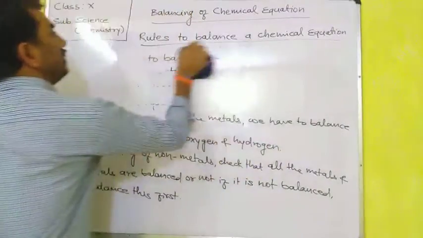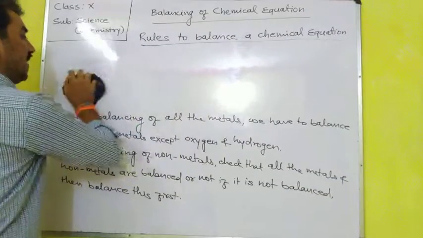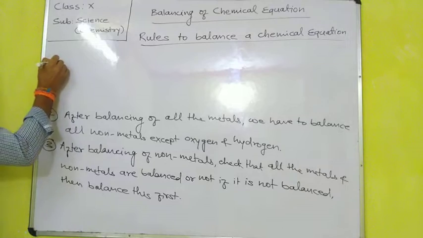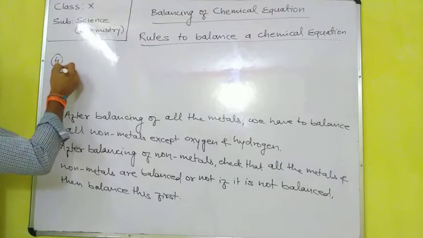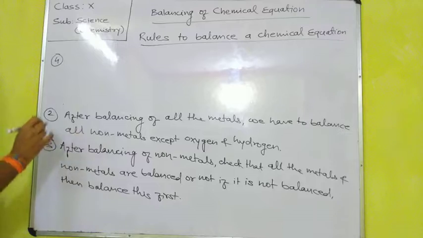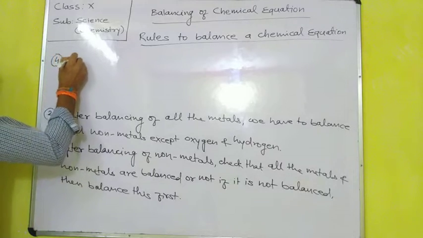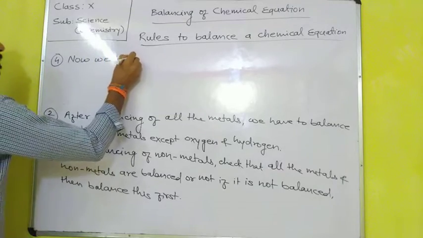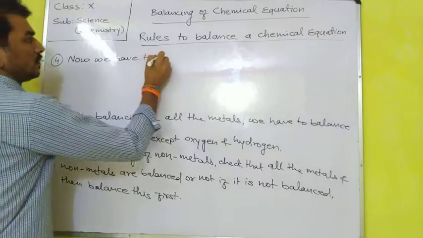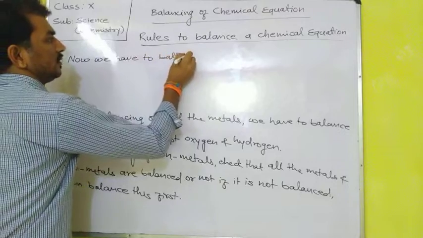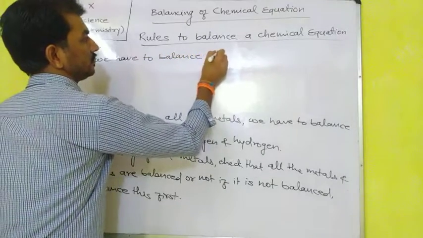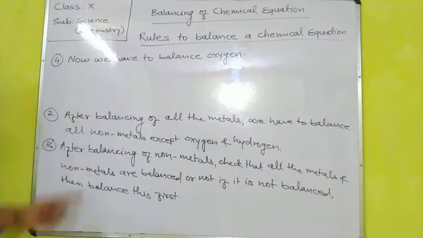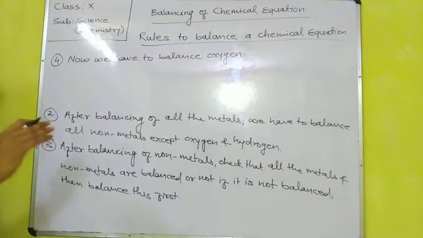After balancing of metals and non-metals, except oxygen and hydrogen, the fourth step is that now we have to balance oxygen. Now we have to balance oxygen. After the balancing of oxygen, check it from the starting.